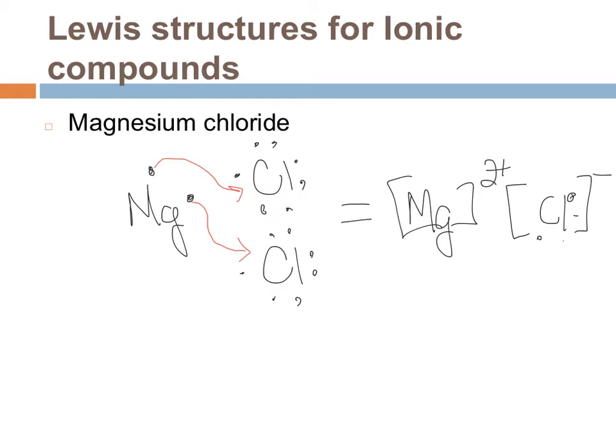Now, by convention, we always show the electrons around the chlorine ion, but we don't show them for the magnesium ion. And I'm going to put in 2 in front here because we have 2 chlorine ions.